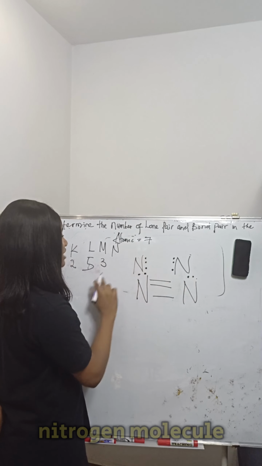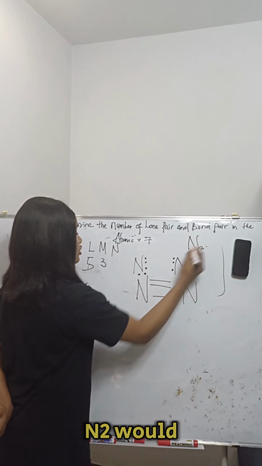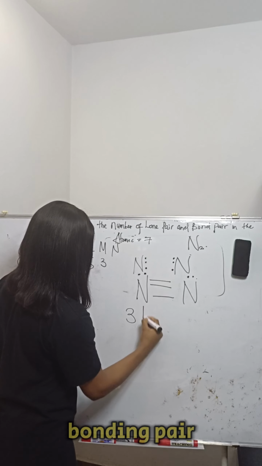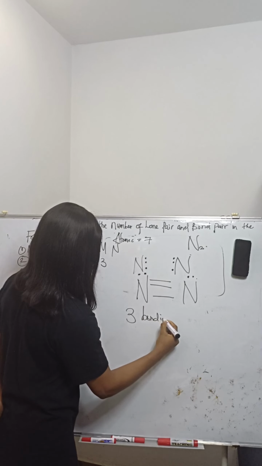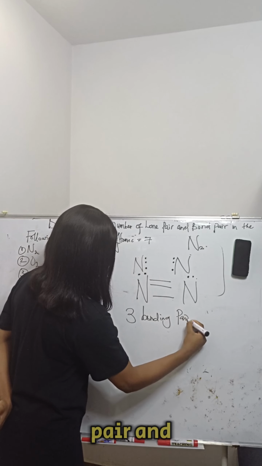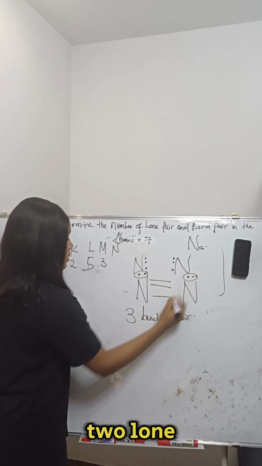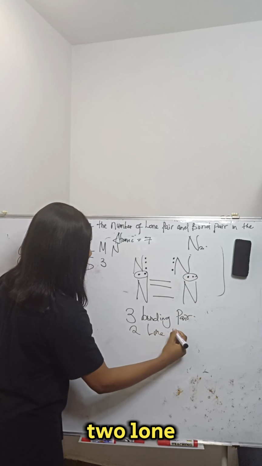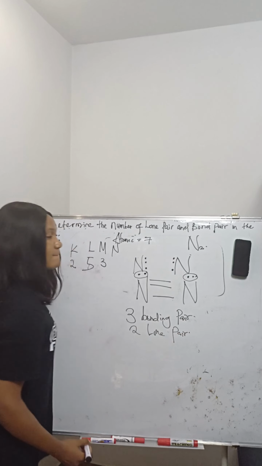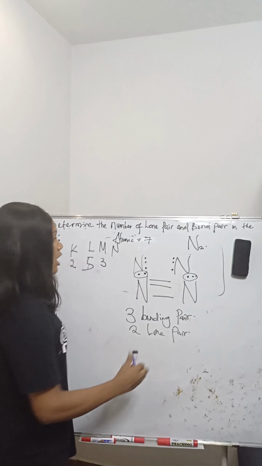Now your nitrogen molecule, which is N2, would have three bonding pairs of electrons, and for the lone pairs, one lone pair, two lone pairs. It's going to have two lone pairs. Did you get this? All right.